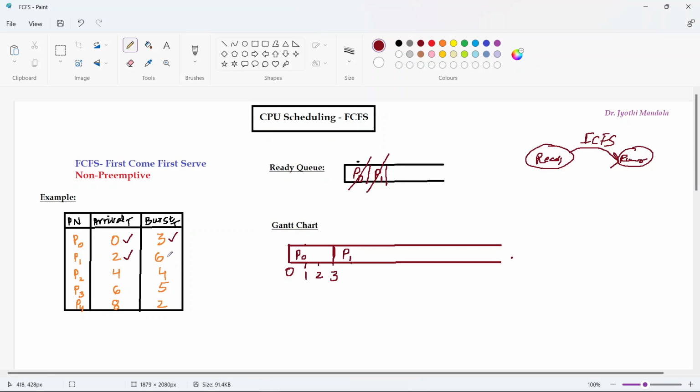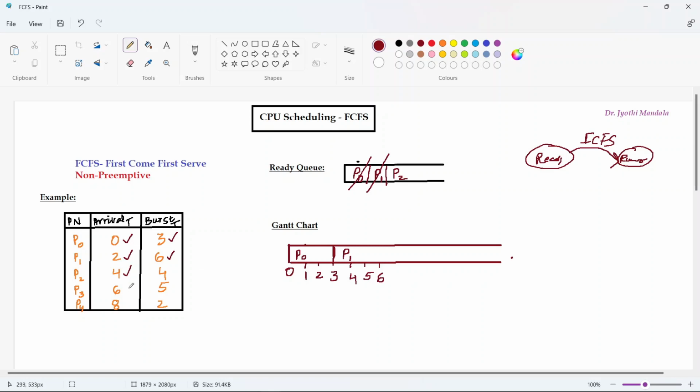How much time does P1 require? 6 seconds it requires. So 1 second it has been executed. At 4th second you can see P2 has come. So P2 should be added to the ready queue. Okay, and then 1 more second it will be executed. Understand, 6 seconds is required, only 2 seconds we have executed. At 5th second no process is arriving, we will execute to the 6th second.